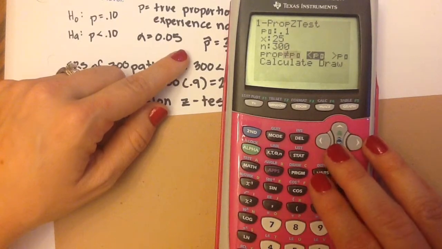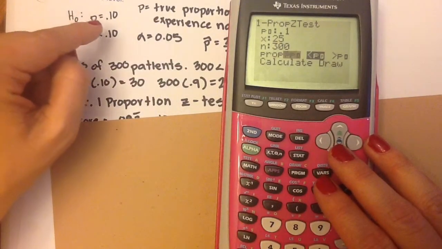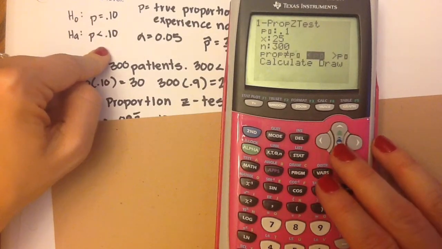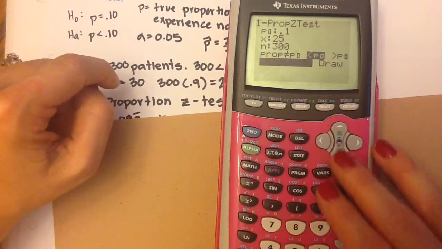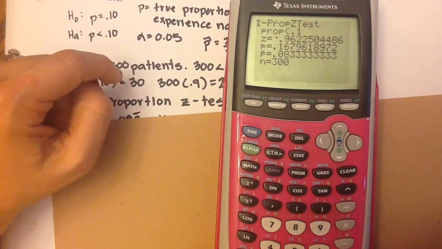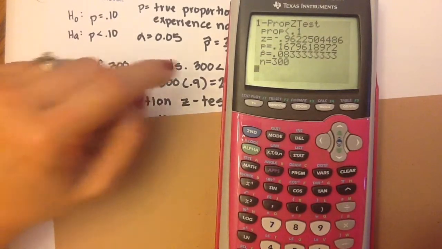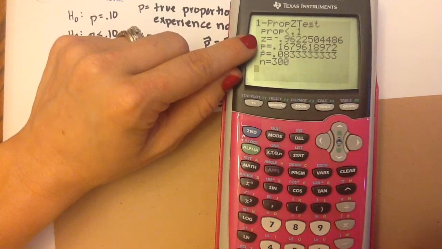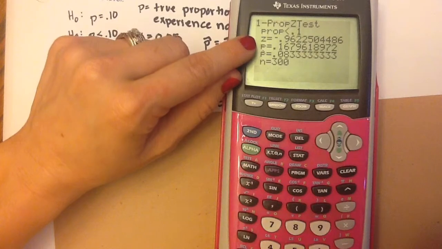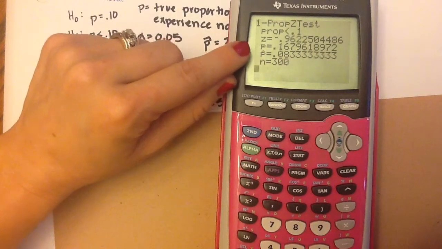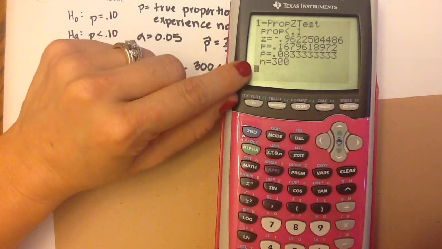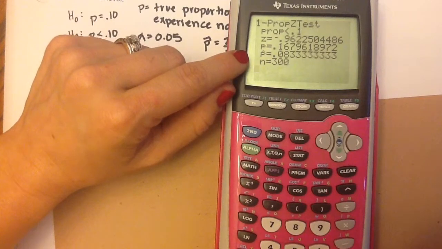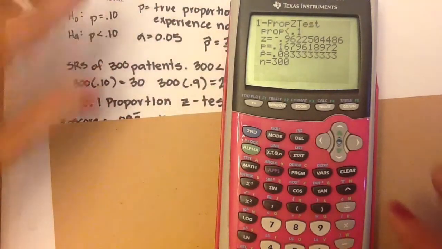Then down here, this is asking you for what your alternative hypothesis is. So we had a less than for the alternative, so we're going to go right here to the less than, and then we're going to hit calculate. And that gives us everything that we need to know. Now we know that the z-score is supposed to be negative 0.962. Again, I'm going to show that work being done in my problem. Then I have my p-hat, and my n. That p given is your p-value. That's the probability of this occurring by chance alone.